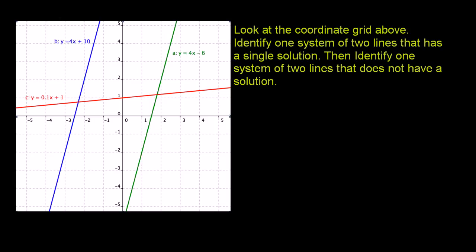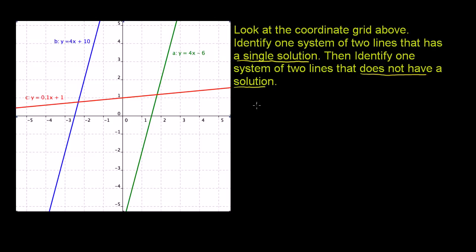We're told to look at the coordinate grid above. I put it on the side here. Identify one system of two lines that has a single solution. Then identify one system of two lines that does not have a solution. So let's do the first part first.